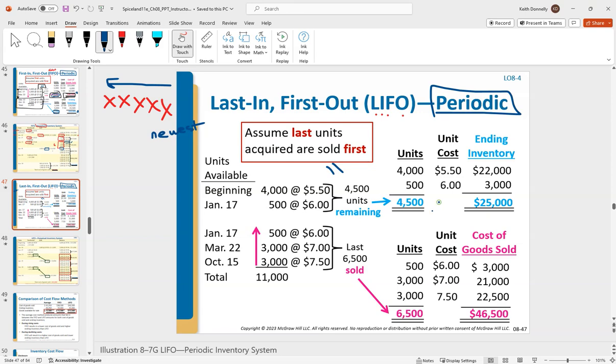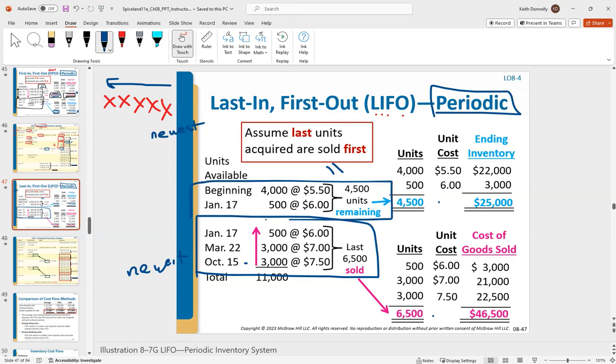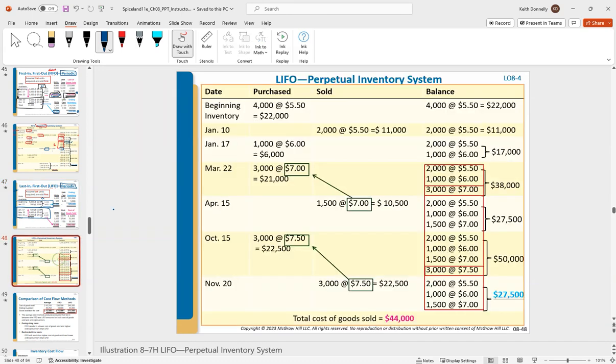We know we kept 4.5. We know we sold 6.5. When determining our cost of goods sold over here, we're working from the bottom up, with the newest stuff first. The newest stuff here is on October 15th. Whatever is left over is our ending inventory.